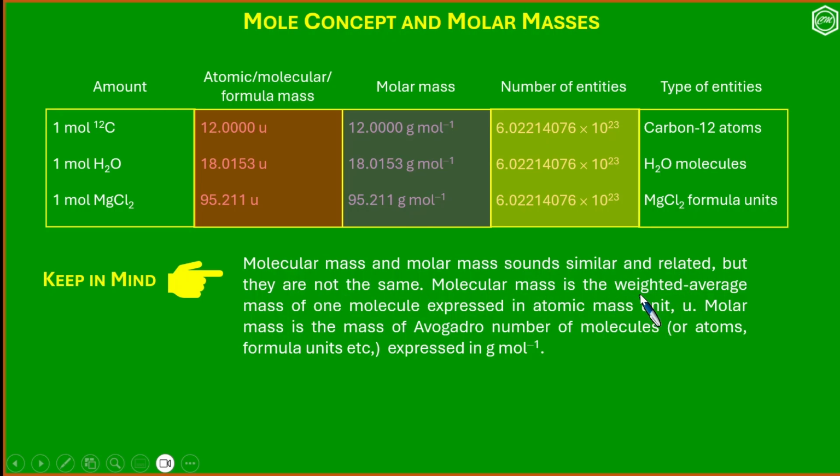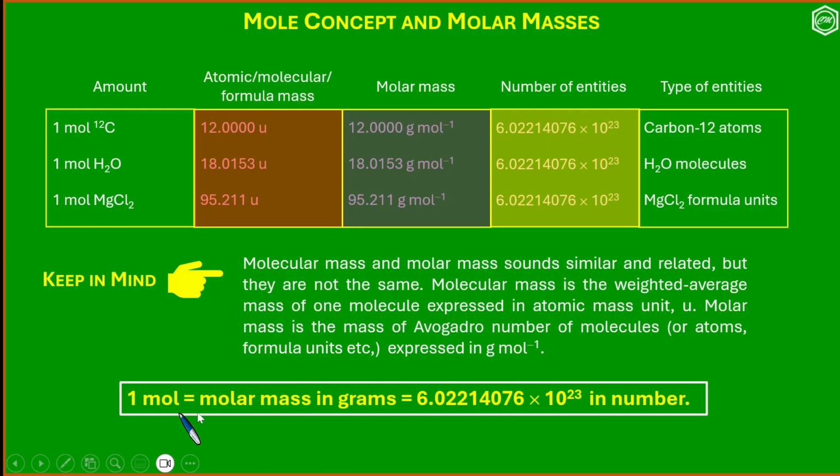Molecular mass is the weighted average mass of one molecule expressed in atomic mass unit U. Molar mass is the mass of Avogadro number of molecules or atoms or formula units, etc., expressed in gram per mole.